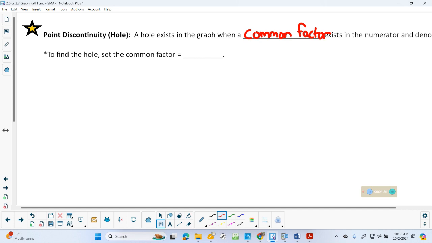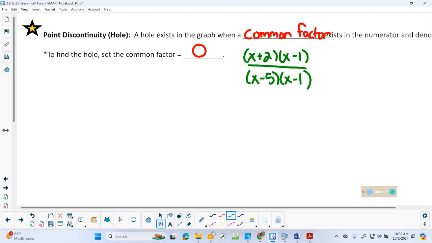And of course, to find that, we just set that common factor to 0. Now, if you're like, what does she mean by common factor? So let's say you factor the top into this, and you factor the bottom into this. What is the common factor? X minus 1, okay? So what I would do to find the hole is I would set that to 0. So wherever x is 1 is where I'm going to mark a little hole in the graph. So that's just to be clear on what we mean by common factor.